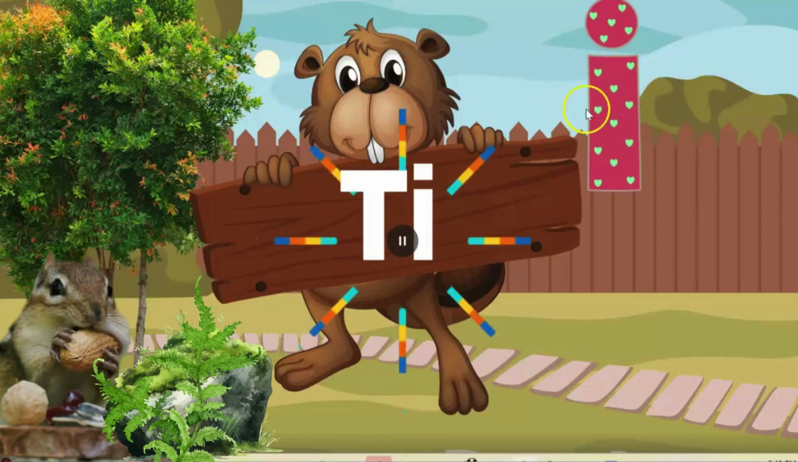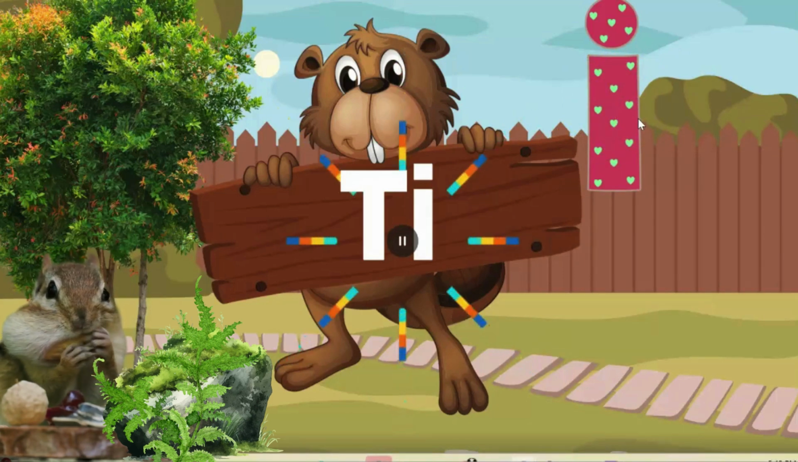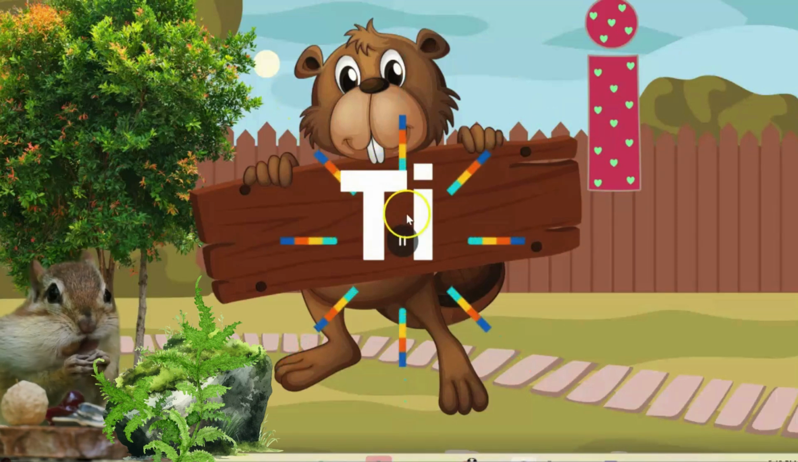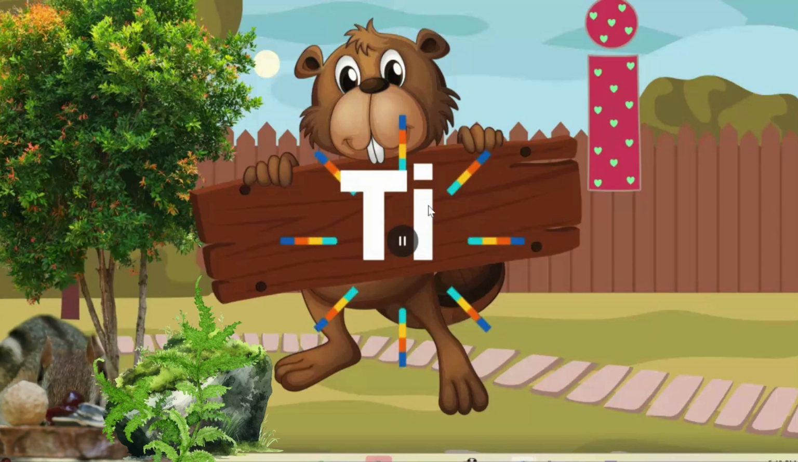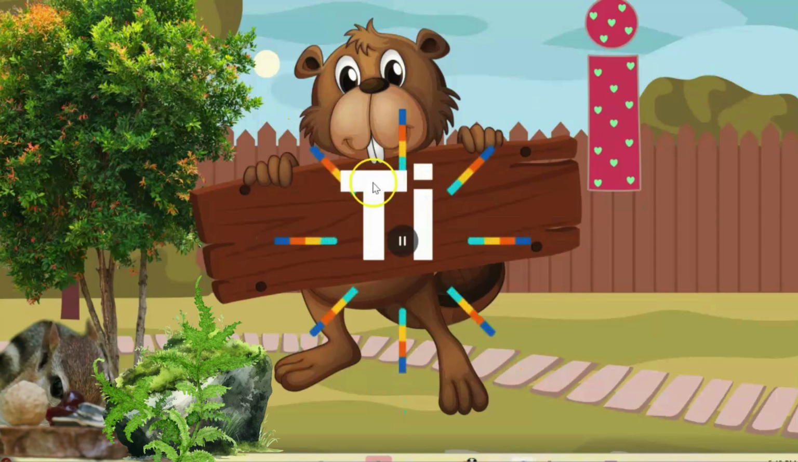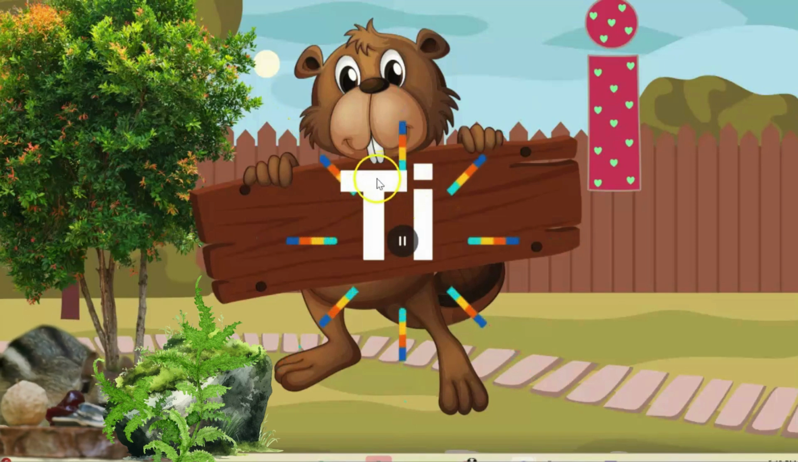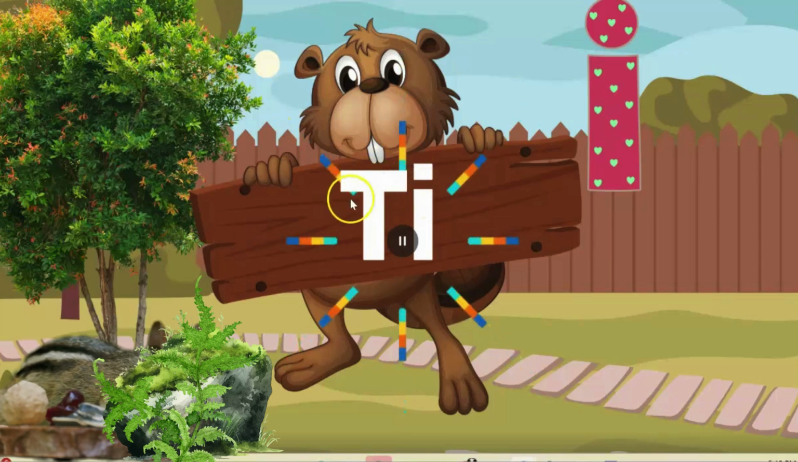This is letter I. The I says i, i, i. Now let's make the sound of these letters one by one and then we'll make them together. T says t, t, t. I says i, i, i, t, i, t, i, t. One more time. T, i, t, i, t.